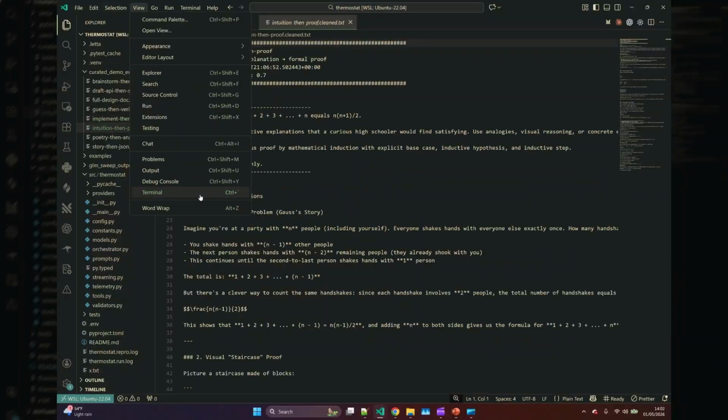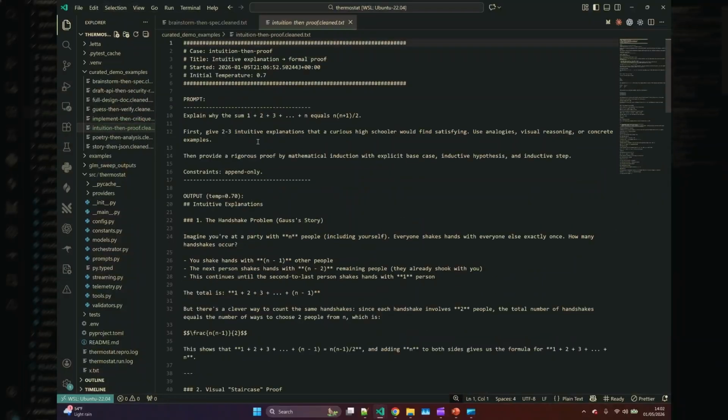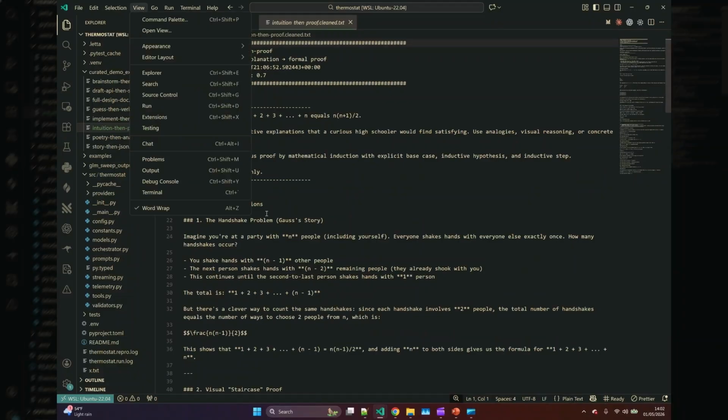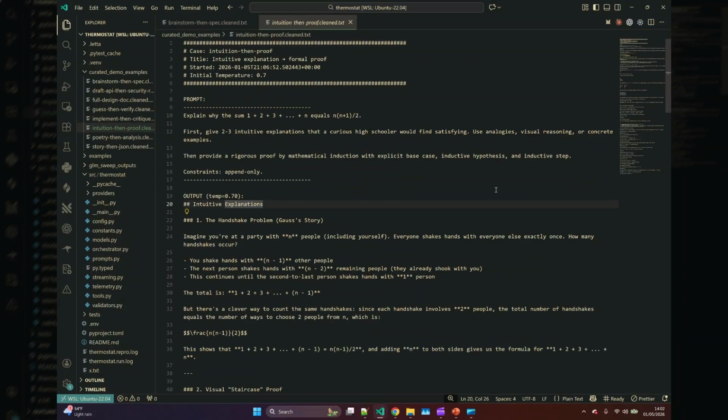Next one is the intuition, then proof. This one was interesting. It's a proof for the sum of 1 plus 2 plus 3 all the way to n equals n times n plus 1 quantity over 2. And the first task is to give 2 to 3 intuitive explanations that a curious high schooler, I don't know about this 6-7 generation, but maybe one back in the day would find satisfying, use analogies, etc., and then switch to providing a rigorous proof.